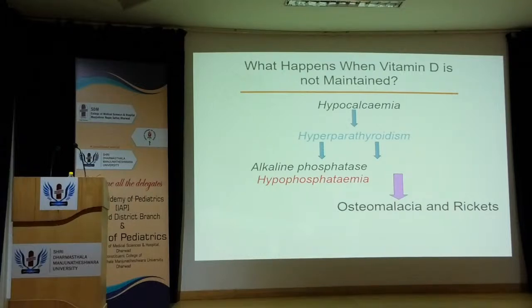But there is a side effect of this PTH rise, which restores calcium normalcy and normal life. The cost is that this PTH acts on the renal tubules to cause phosphate excretion. Getting the point? So there will be phosphaturia as a side effect of increased PTH. So increased PTH causes phosphaturia and an increase in alkaline phosphatase. So this will cause osteomalacia and rickets.